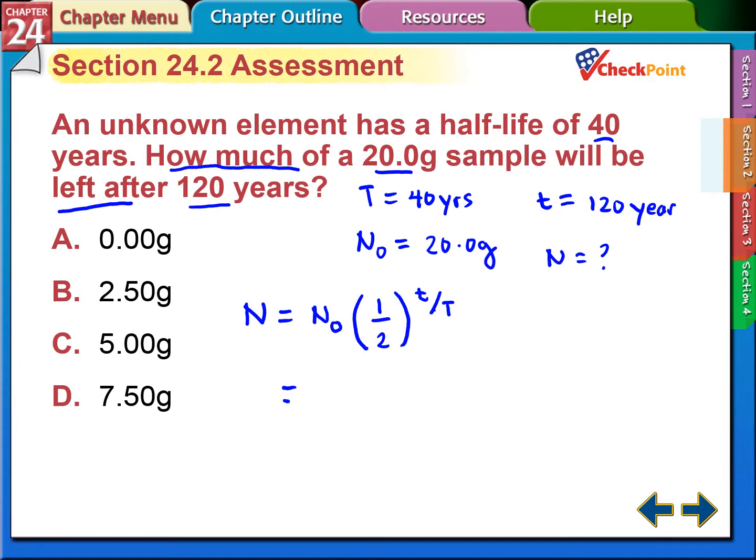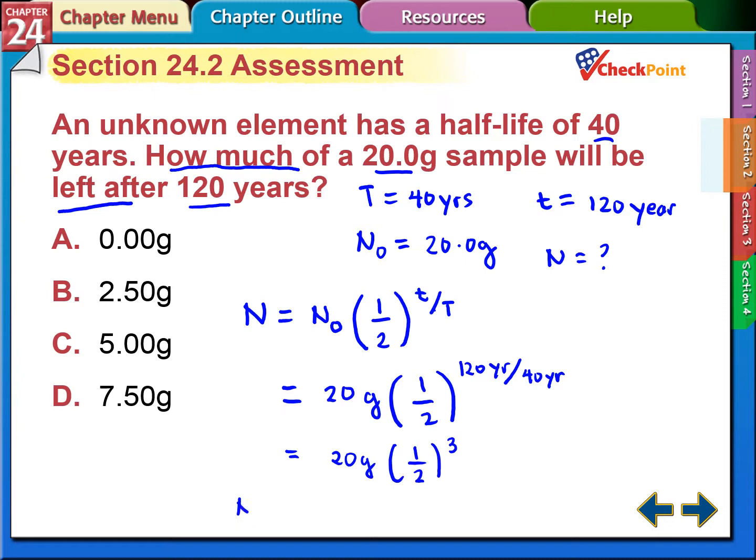Now let us just substitute our values. N sub 0, or the initial amount, is 20 grams multiplied by 1/2 raised to the power of small t, or the time elapsed, which is 120 years, divided by 40 years, which is the half-life of this radioactive substance. And that gives us 20 grams multiplied by the quantity of 1/2 raised to the power of 3. So therefore, we will have the remaining amount is 2.5 grams. And that is letter B.